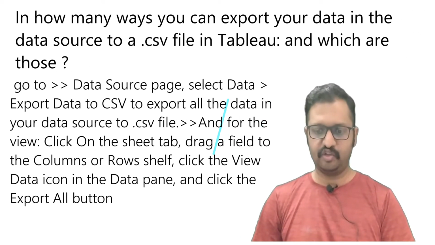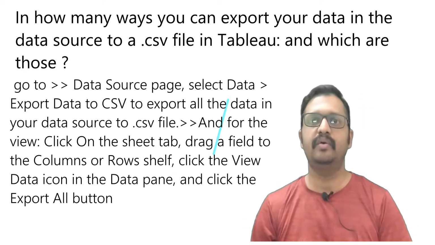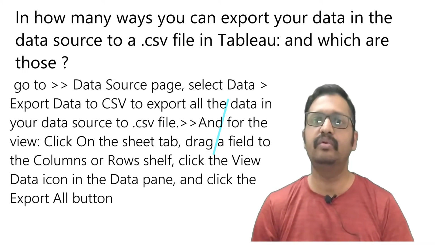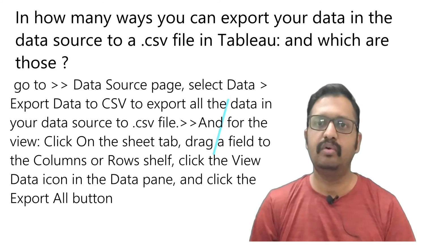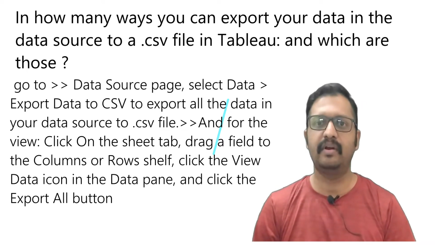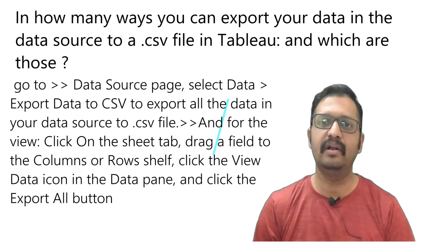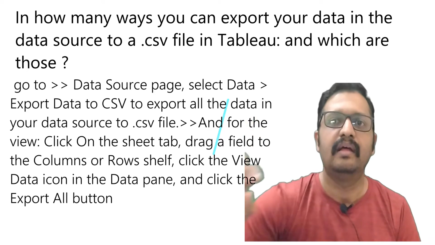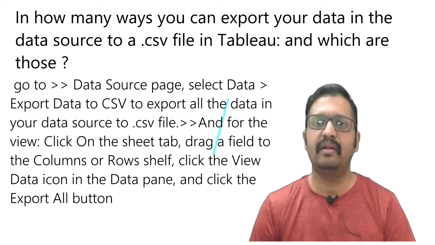Next question. In how many ways can you export your data in the data source to a .csv file in Tableau, and which are those? You can export your data from the data source page and from the view. And how to do that? Well, you need to go to the data source page, then select data, export data to CSV to export all data in your data source to a .csv file. And for the view, click on the sheet tab, drag a field to the columns or rows shelf, click the view data icon in the data pane and then click on the export all button.